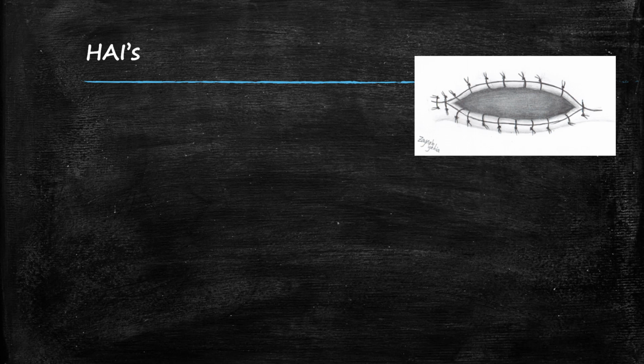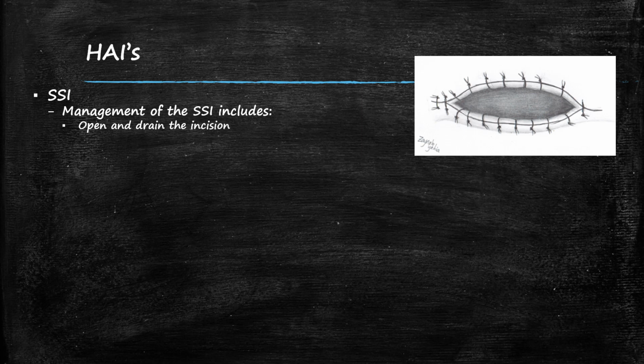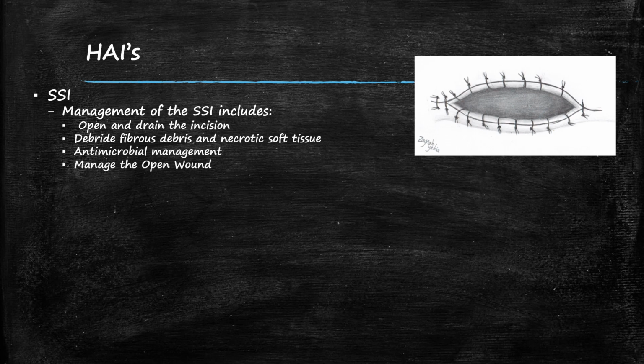So now we will turn the page and talk about HAIs, beginning with, you could probably guess it by the picture, surgical site infections, or SSIs. The management of the SSI must include, or may include, opening and draining the incision, debridement, antimicrobial management, and managing the open wound.